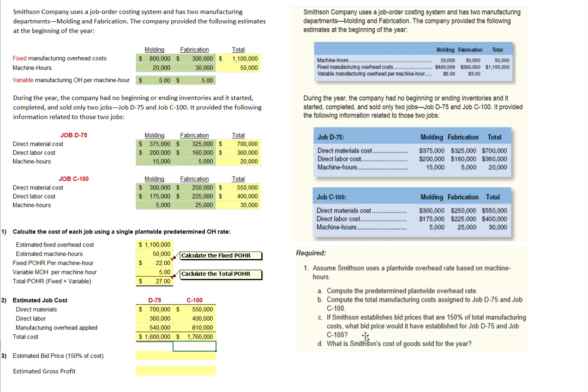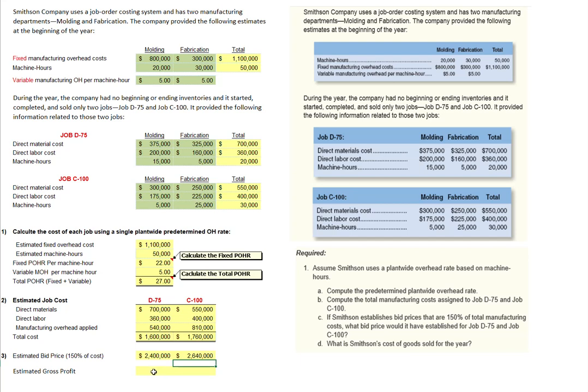We're told that Smithson typically bids its jobs at 150% of total manufacturing cost. In other words, we want to have some markup to cover our selling and administrative costs. So we will bid on job D75 at the $1.6 million times 150%, or 1.5. We will bid for that at $2.4 million, and for job C100, we take the 1.76 times 1.5 for a total bid price of $2,640,000.